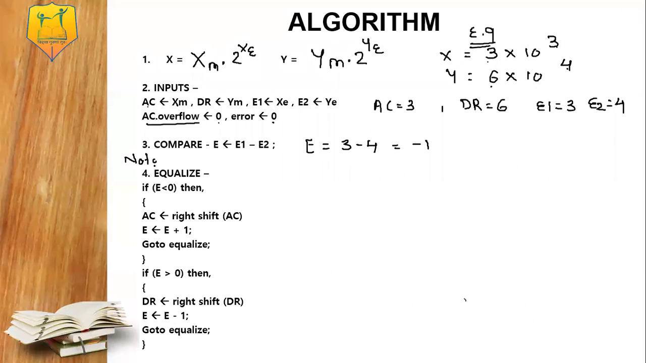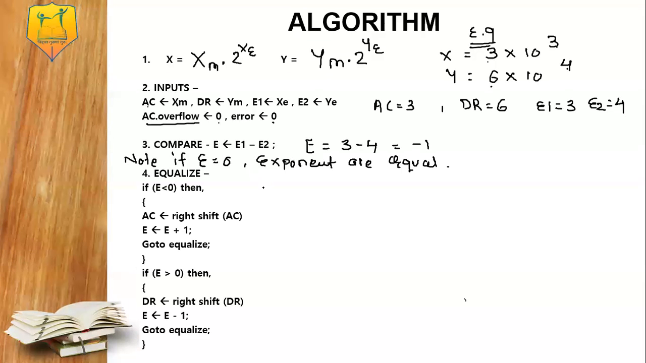Obviously, it is not the same. Here I write a note, guys, you write the note in your book. If E is equal to 0, if the value of E comes to 0, then exponents are equal. Okay? If E is equal to 0, then I can say exponents are equal. But here my exponent difference is what? Minus 1. It can be anything, guys. It can be negative, it can be positive. Other than 0, if any value comes, then my exponents are not equal.